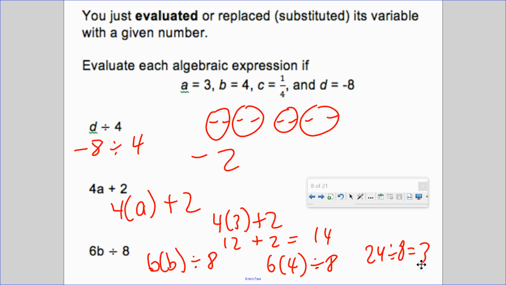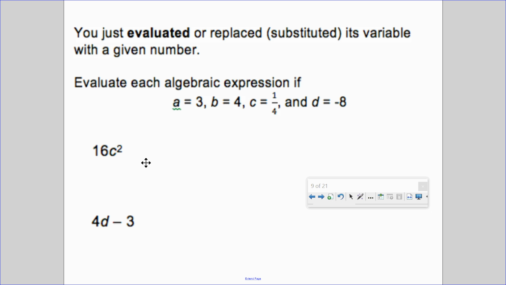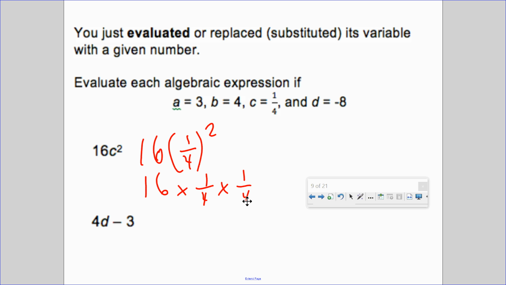So again, evaluating is replacing the variables, letter, or symbol with a given number and finding the equivalent expression with value. So 16C squared. We're going to replace the C with 1/4 squared. So, again, an exponent is repeated multiplication. So it's 1/4 times 1/4.